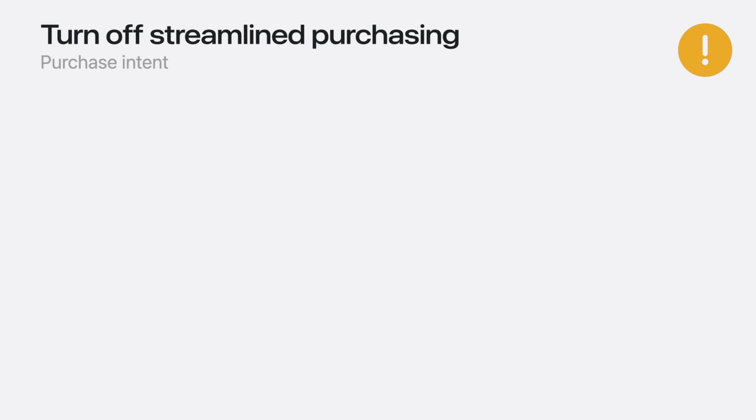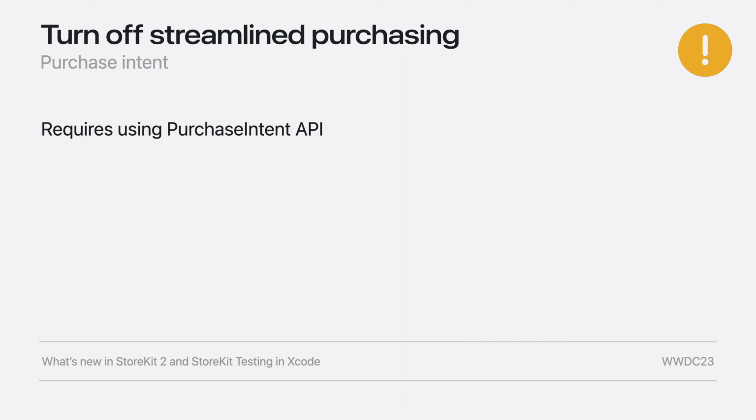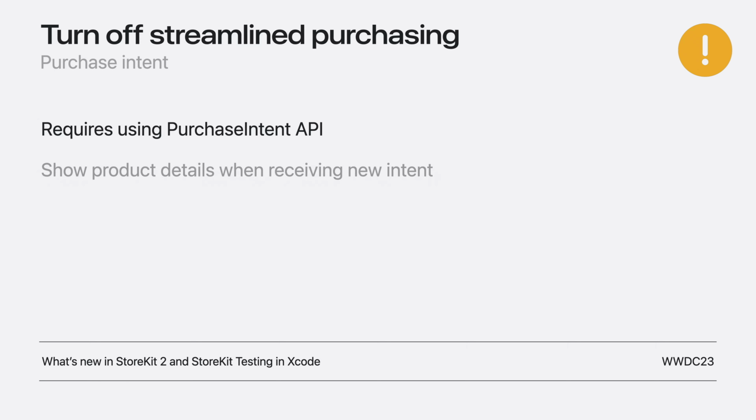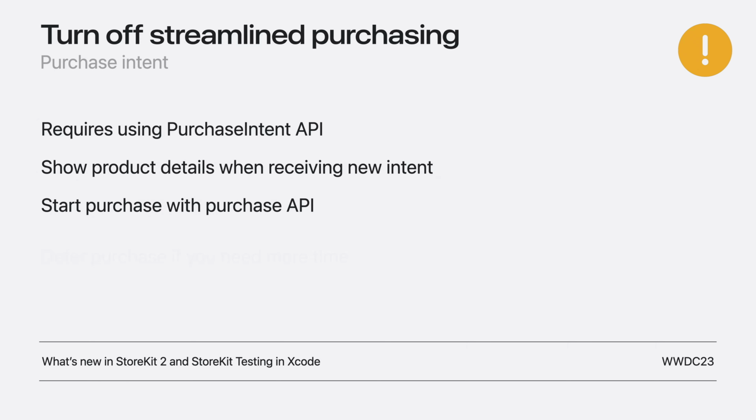If you decide to turn off Streamlined Purchasing, but still want to promote win-back offers on the App Store, you need to set up some code in your app to receive purchases that your customers initiated on the App Store. You can do this using the Purchase Intent API we discussed at WWDC24. The App Store sends a purchase intent when a customer begins a purchase outside of your app, like a promoted in-app purchase or a win-back offer. When you receive a new purchase intent, you can either continue the purchase immediately and show the payment sheet, or store the intent for later use.